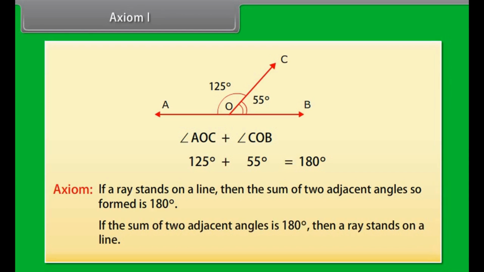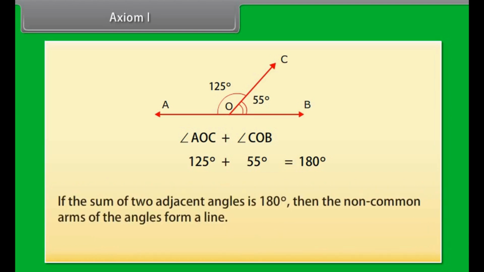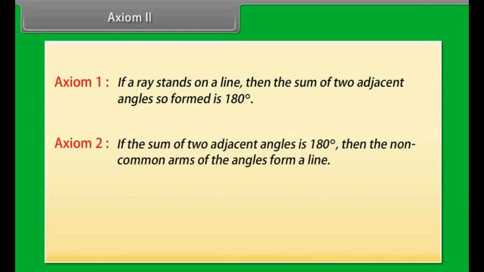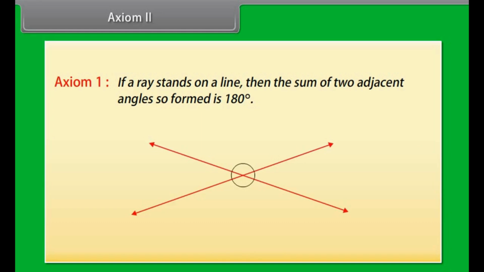And we can state it in the form of another axiom, which is, if the sum of two adjacent angles is 180 degree, then the non-common arms of the angles form a line. Axiom 2. We get two axioms now. These two axioms together are called the linear pair axiom. Let us now move to the case when two lines intersect each other. We know that when two lines intersect, the vertically opposite angles are equal. We will prove this result after a small interactivity.